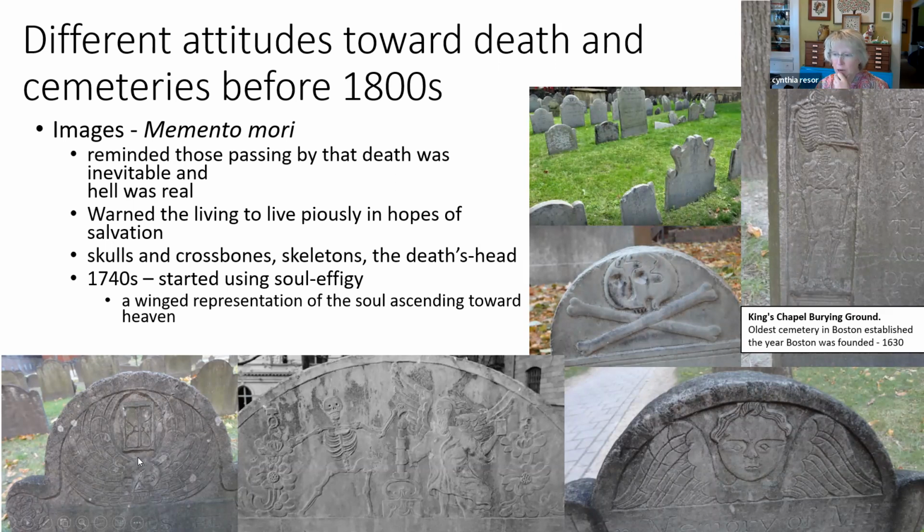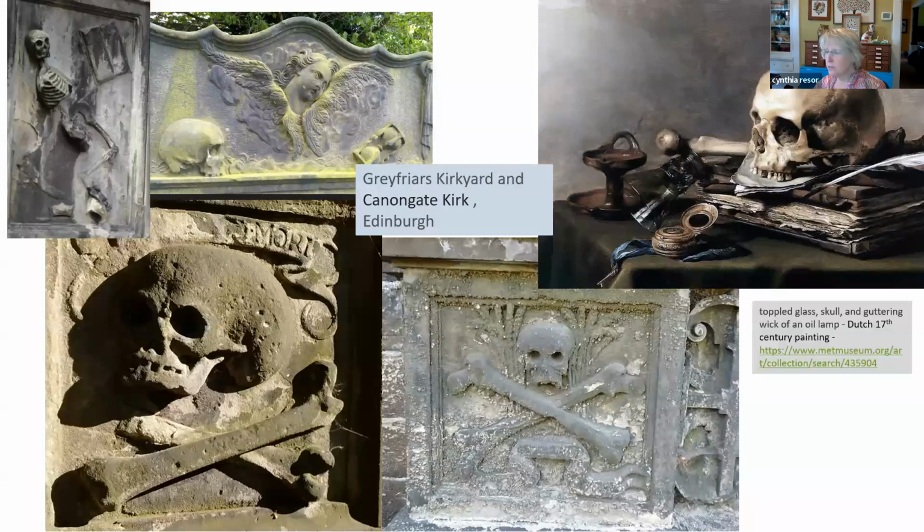This is the hourglass we saw earlier. Time is passing. Take care of your salvation now. Here's a torch held upside down. This is probably Father Time, maybe. Time is passing. Now later, sometimes you'll see one that looks more like an angel, and it's a soul effigy, right? A winged representation of the soul ascending towards heaven. But they're really grim symbols. These are from two different churchyards in Edinburgh. So the same things.